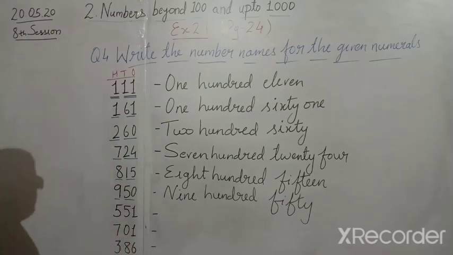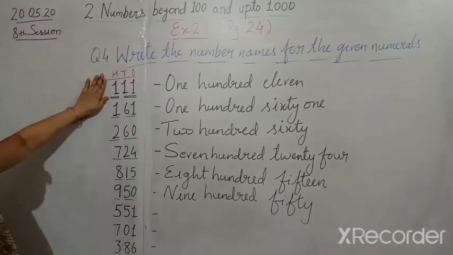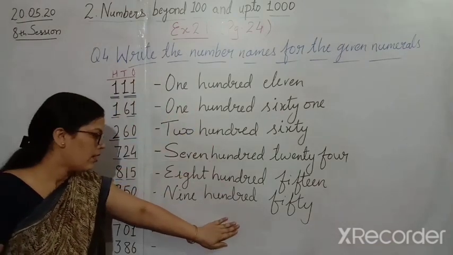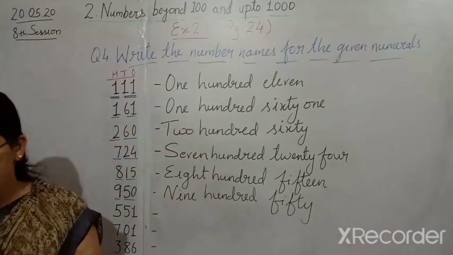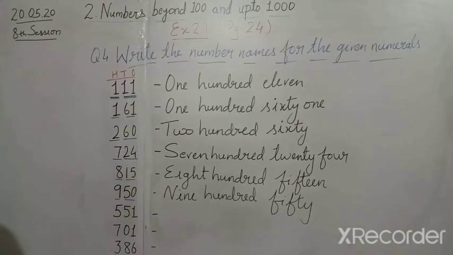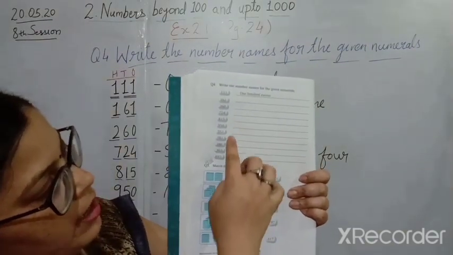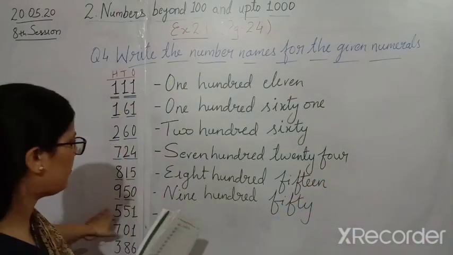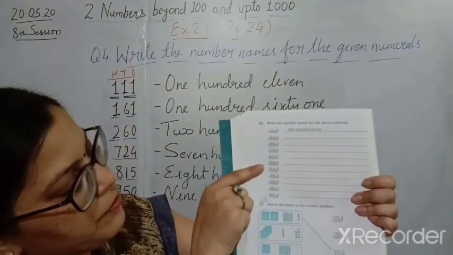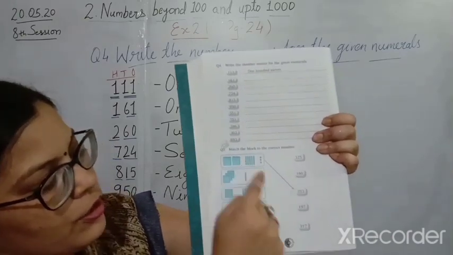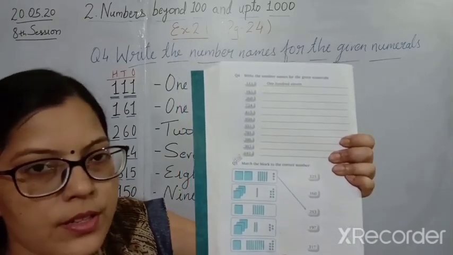Clear? Now in these questions I have shown how to write the number name. The rest of the questions you have to do on your own. Practice it on your own. Try to write the number names of the rest of the questions from 551 to 691.